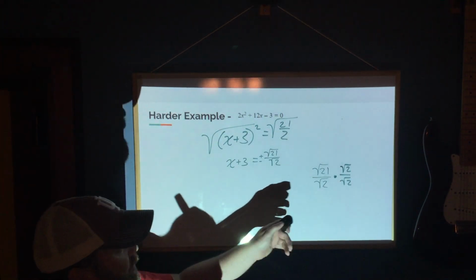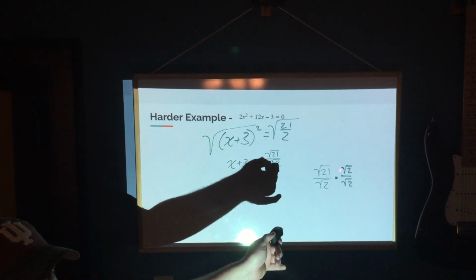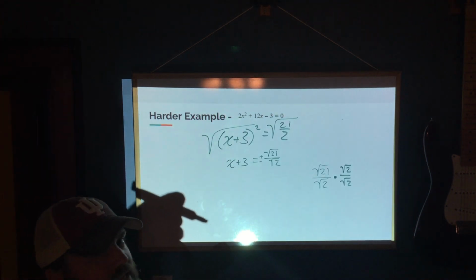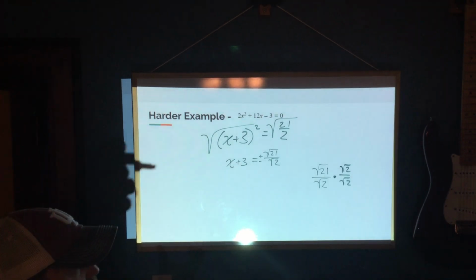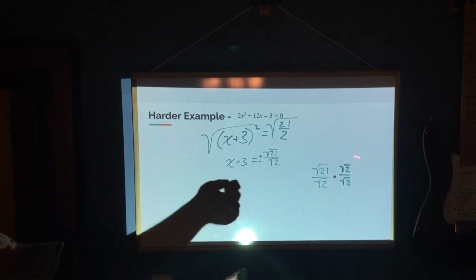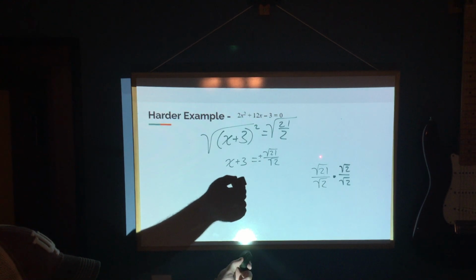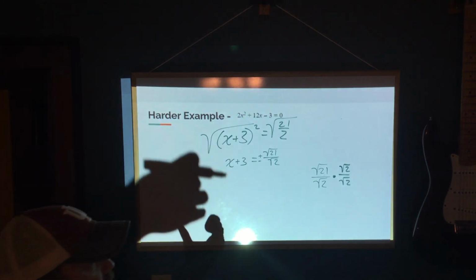The square root of 2 over the square root of 2 is just 1, right? So I'm using the multiplicative identity here. You're allowed to multiply anything by 1. It doesn't change the value of it. So what this is equal to will still be the same value as this, but it'll be simplified.